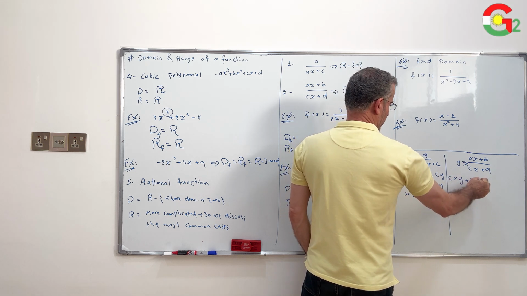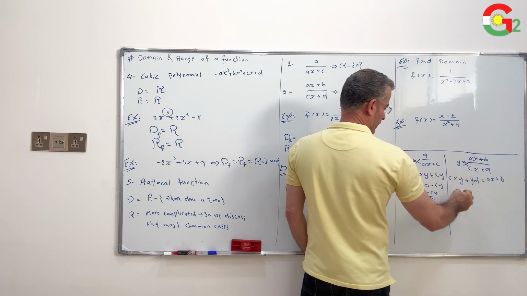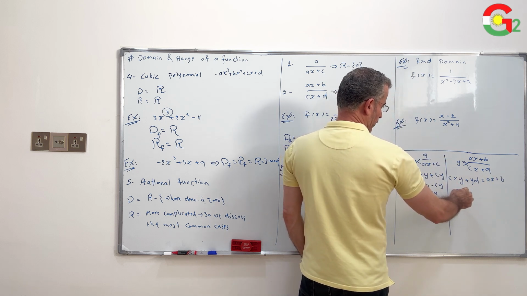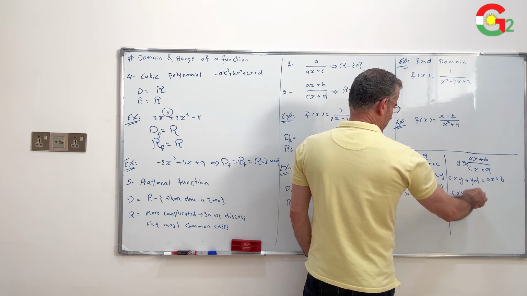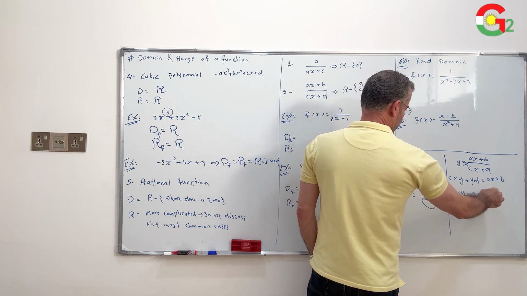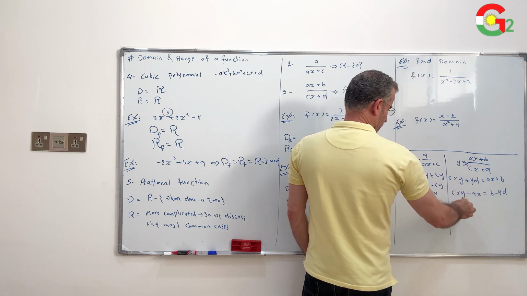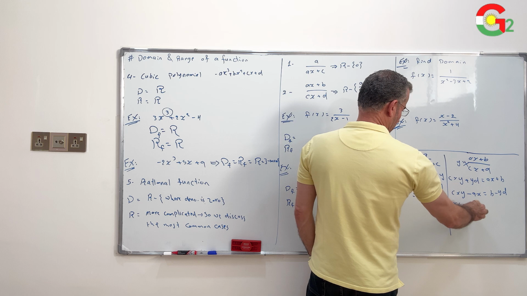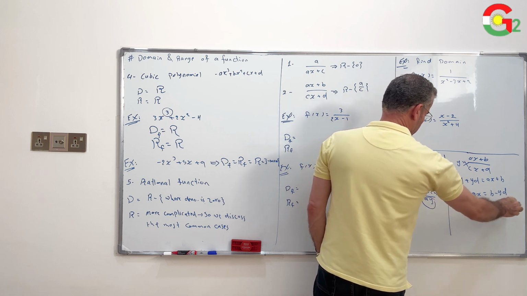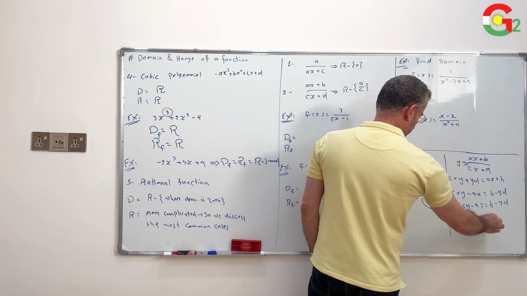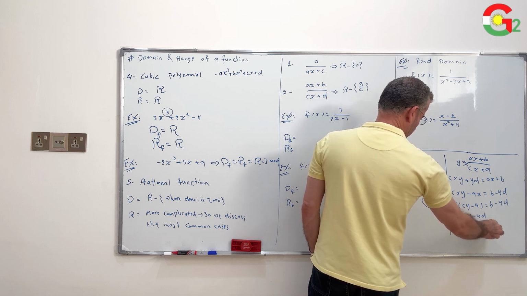cxy plus yd equals ax plus b. Set the terms with x on one side, cxy minus ax equals b minus yd. Then factorize by x, x times (cy minus a) equals b minus yd. Then x equals b minus yd over cy minus a.